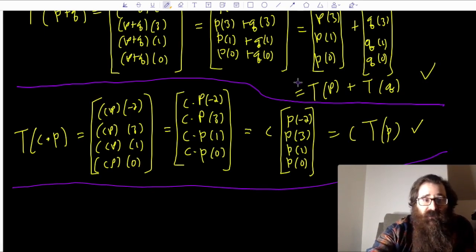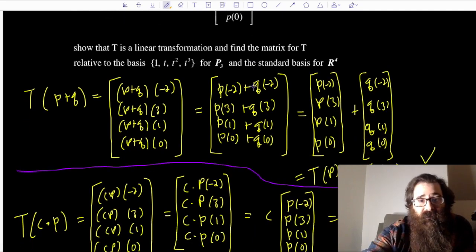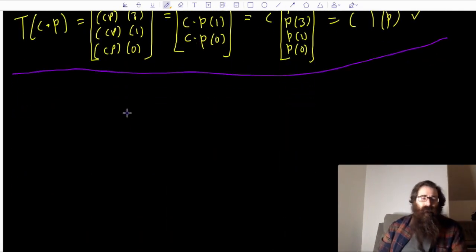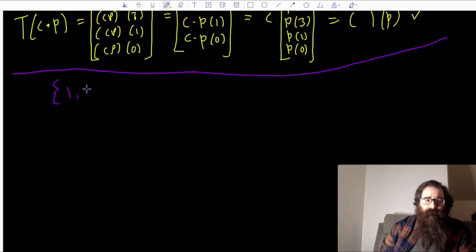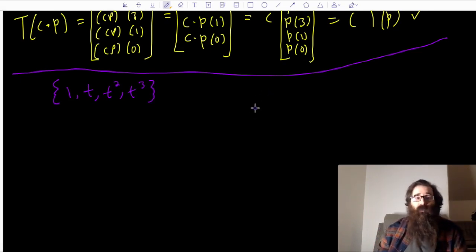And what do we want to do next? So we showed the transformation is linear. Now I want to find the matrix for transformation T relative to the basis 1, t, t squared, t cubed for polynomial space P3, and the standard basis for R4. So I'm going to start with working with the standard basis for polynomial space P3, and what I'm going to get out is hopefully going to be in terms of the standard basis for R4. And my transformation, just to remind, takes a polynomial p and spits out a vector in R4.